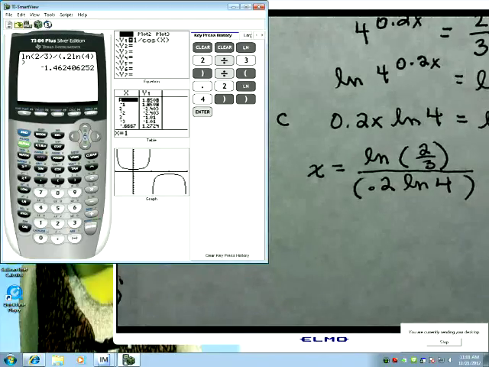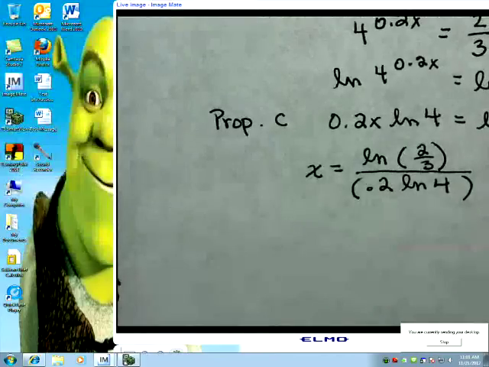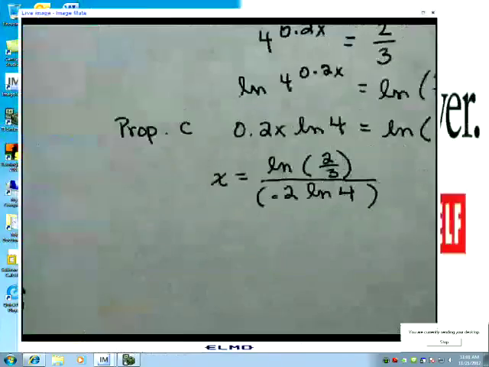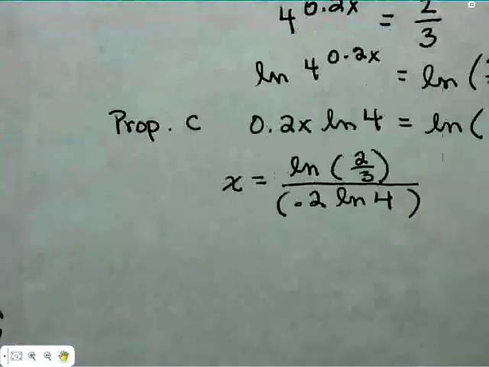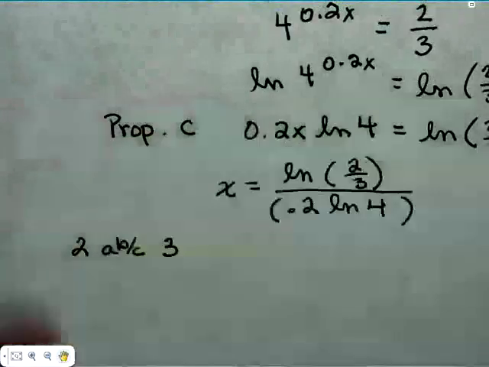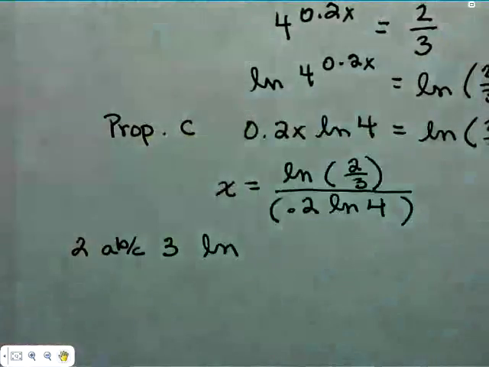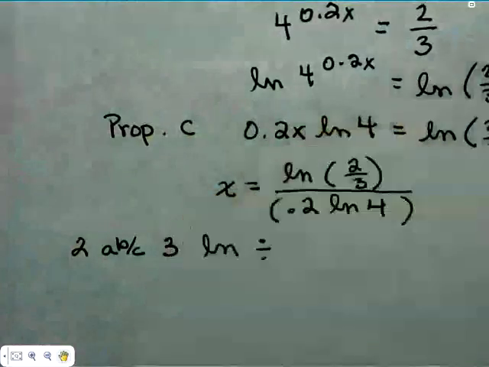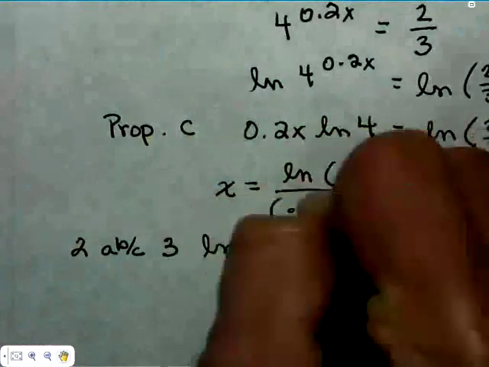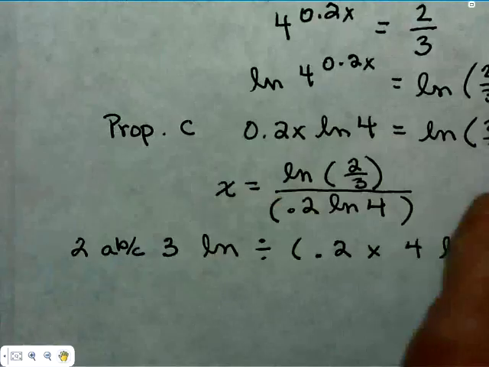You can use the fraction key for the 2/3. See, my calculator doesn't have a fraction key, so I have to use the division, but just my backwards calculator, folks. Let me write this down for you. 2 fraction 3, because you have to enter the argument and then your natural log, divided by, and then you're going to have to open parentheses, 0.2 times 4 natural log, close parentheses, equals.